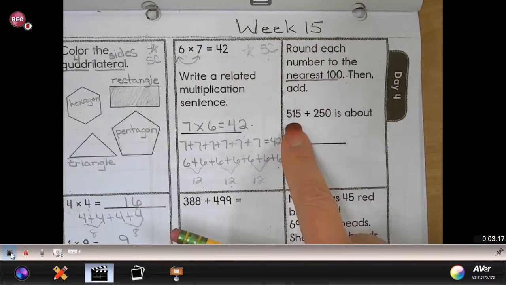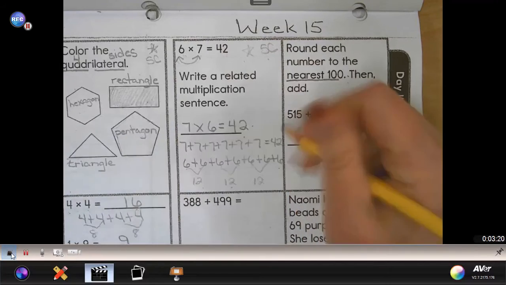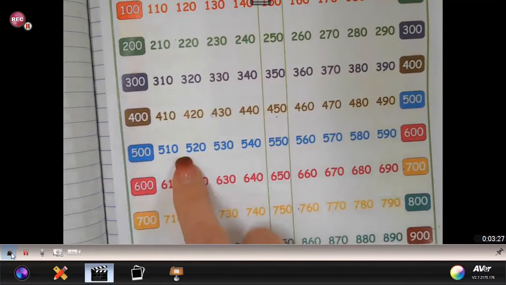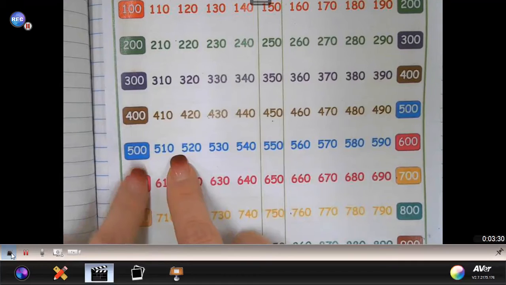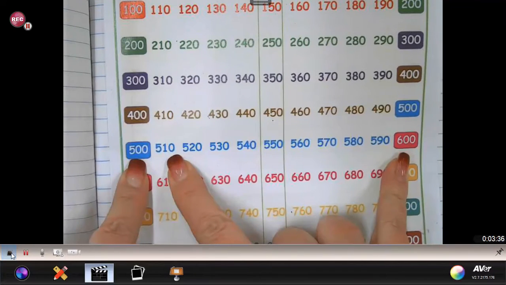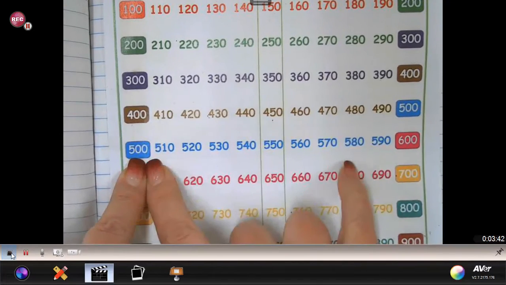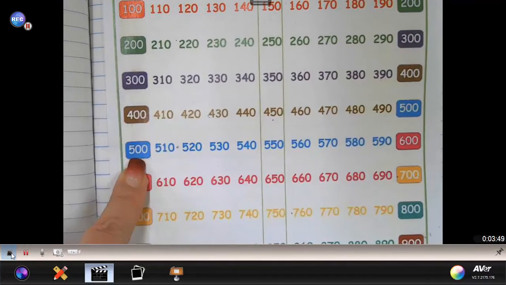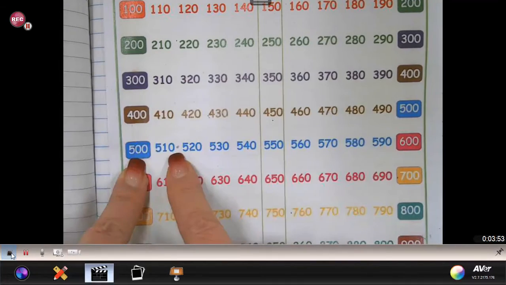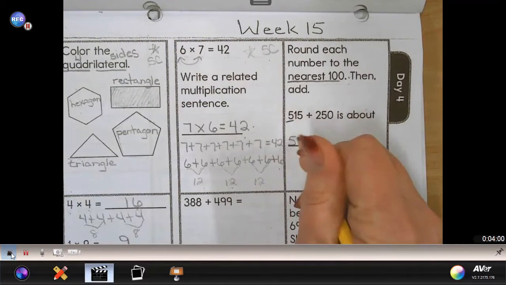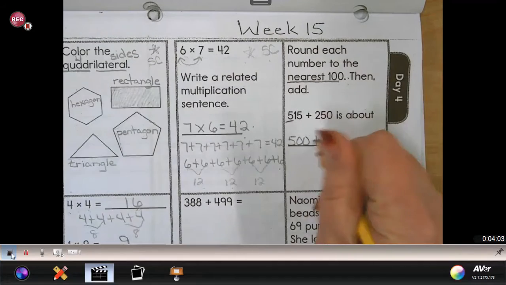515. When we think about 515, we're looking at the hundreds place, is between 500 and 600. Well, we know that 515 is about right here. So the 100 that it's in between is 500 and 600. Now, we use 550, which is our middle, to help us decide. Do we round down or do we round up? Well, since 515 is right about there, this is less than 50, and so we're going to round down to 500. So I'm going to put that here as my rounded to the 100 place.